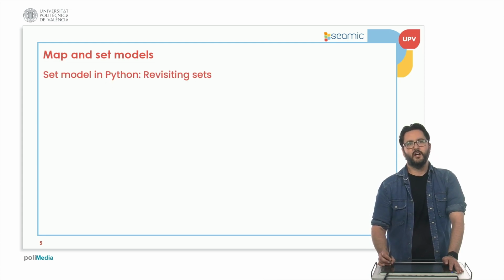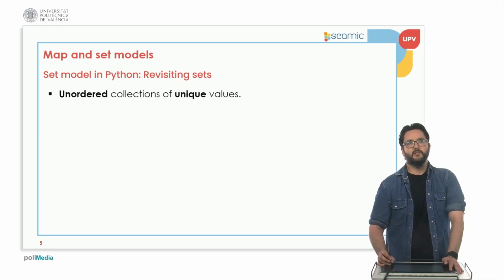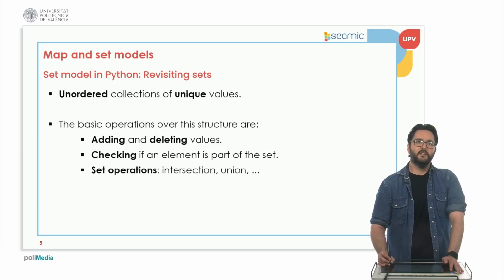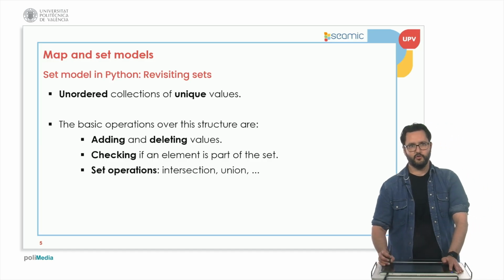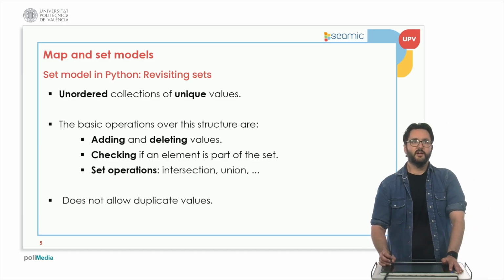On the other hand, we have the set models implemented in Python using sets. Sets are unordered collections of unique values. And the basic operations here are adding and deleting values, checking if an element is part of the set, and the aforementioned set operations, the intersection, the union, the difference, and so on. It's important to remark that this does not allow duplicate values, and the order here is not relevant.